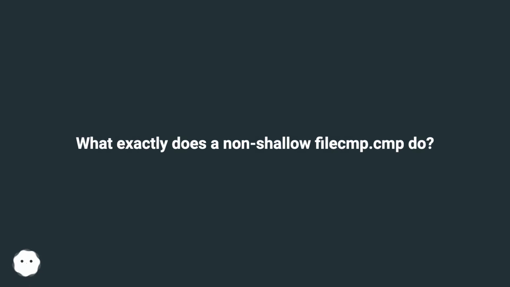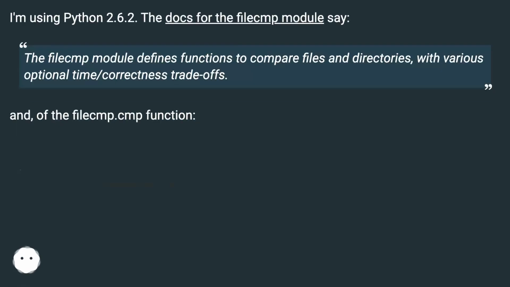What exactly does a non-shallow filecmp.cmp do? I'm using Python 2.6.2. The docs for the filecmp module say, the filecmp module defines functions to compare files and directories with various optional time/correctness trade-offs. And of the filecmp.cmp function.